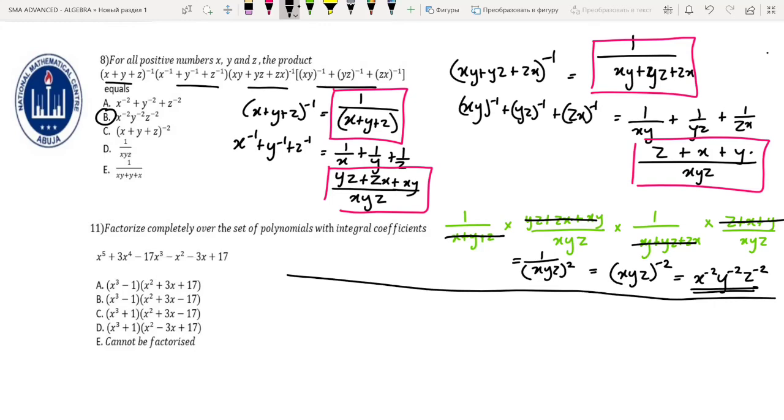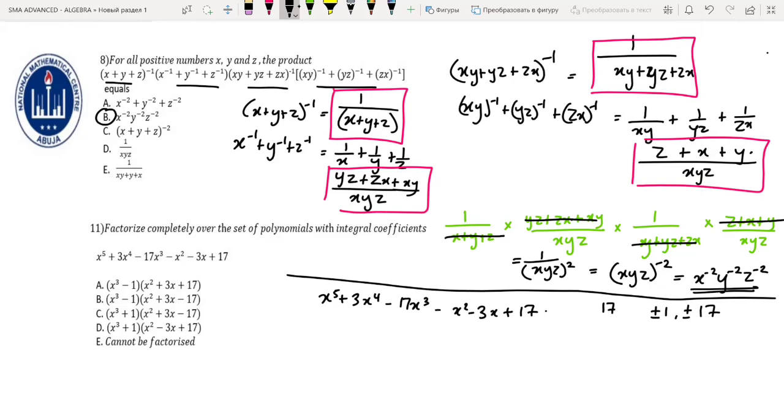Then now we go into the second one. The second question here is problem 11, and it says we should factorize completely over the set of polynomials with integral coefficients this. So this is a polynomial: x to the power 5 plus 3x to the power 4 minus 17x cubed minus x squared minus 3x plus 17. So usually when we have a polynomial, we try to look at this last term here, 17. Then we'll find factors of 17, that is plus or minus 1, plus or minus 17. I'll now try to check if 1 is a root of this polynomial, if minus 1 is a root, if 17 is a root, or if minus 17 is a root.